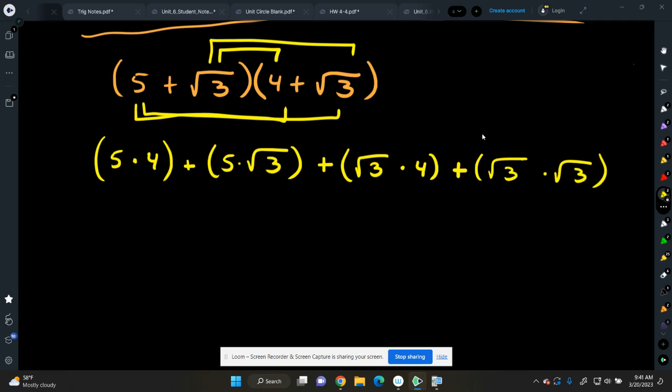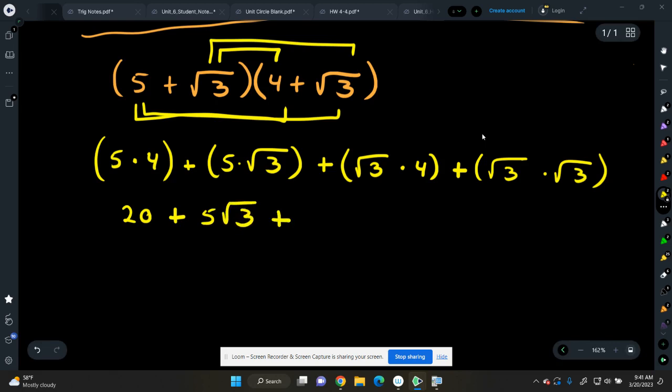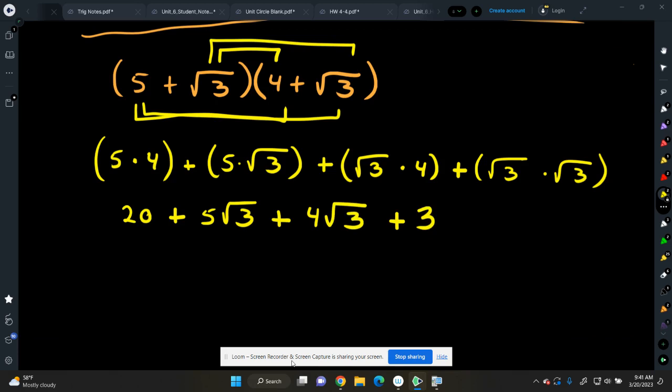Okay, so 5 times 4, we've got that, right? That's 20. Plus 5 root 3 plus, and we're going to rewrite this and put the 4 in front. 4 root 3 plus, what's the square root of 3 times the square root of 3? 3. Okay. All right, we're getting there.